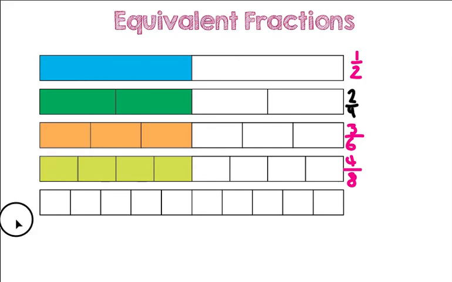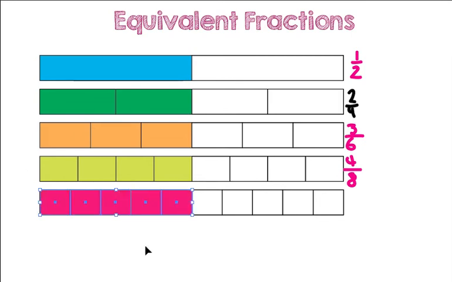The last one, how many parts do I need to color to make it equivalent to all these others? Perfect. This one. 1, 2, 3, 4, 5. 5 parts make it the same. Excellent. So let's write the fraction.